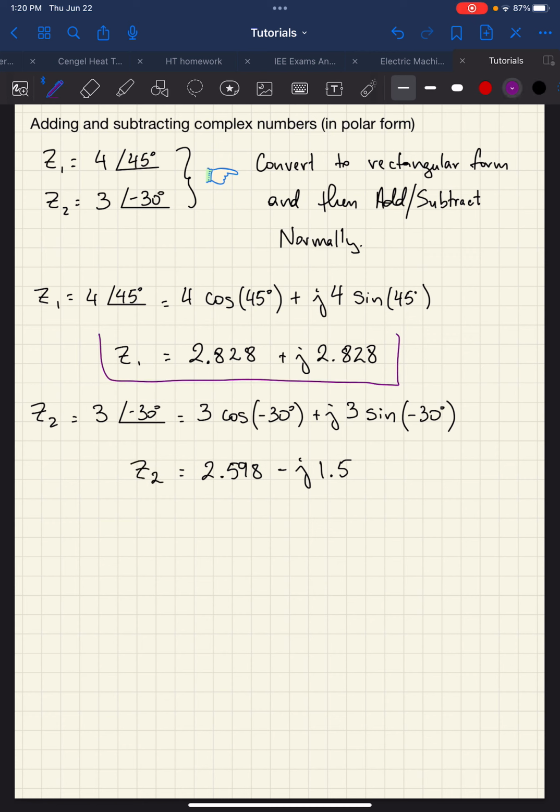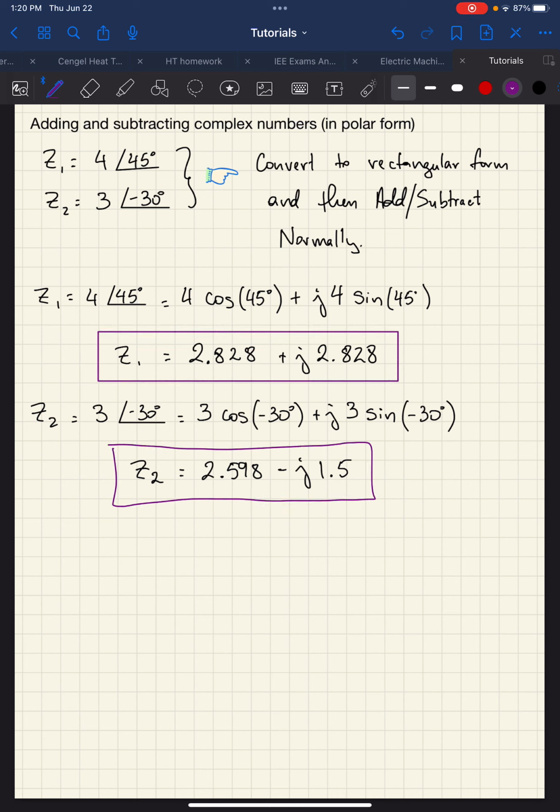So now you have these in rectangular form, and the addition and the subtraction becomes very easy. It's just like we did before. So let's add them now. I'm just going to give the answer. You can check the answer yourselves. By the way, I round off the decimals. I don't put all the decimals, and depending on where you round off the decimals, you may get some round off error. Just wanted to make sure you keep that in mind.